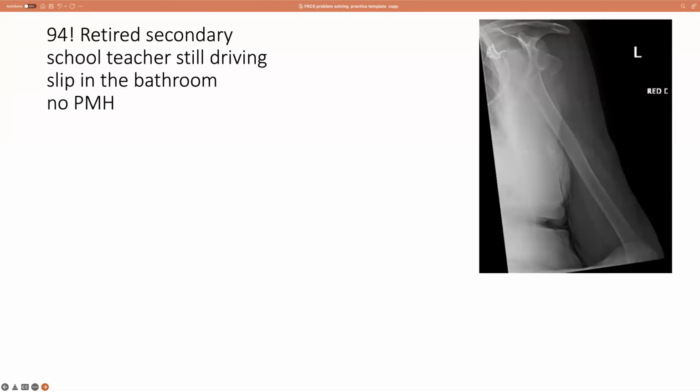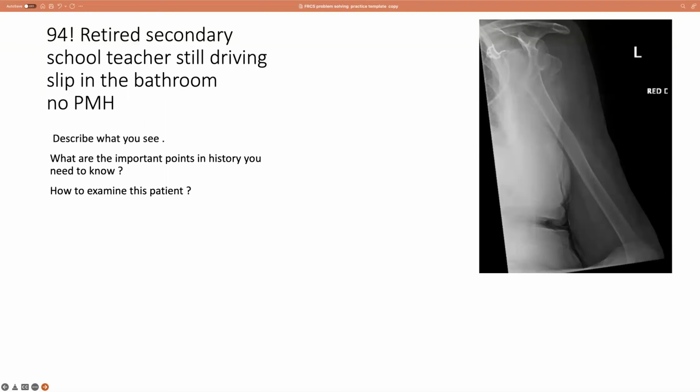94, retired secondary school teacher. She is still driving, independent. She had a slip in the bathroom. She had no past medical history. Describe what you see. What are the important points in history you need to know? How to examine this patient?